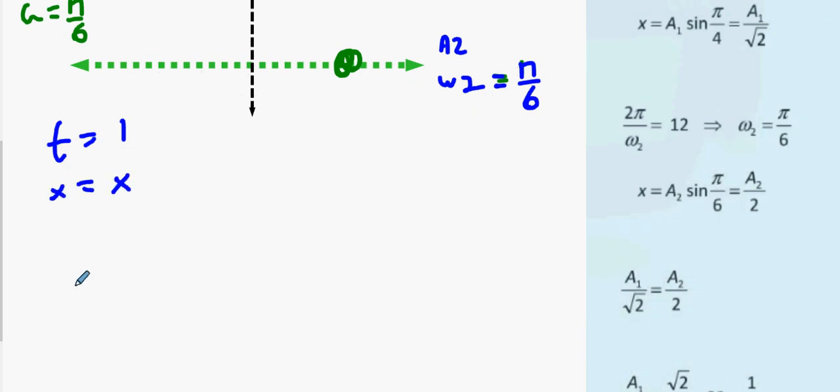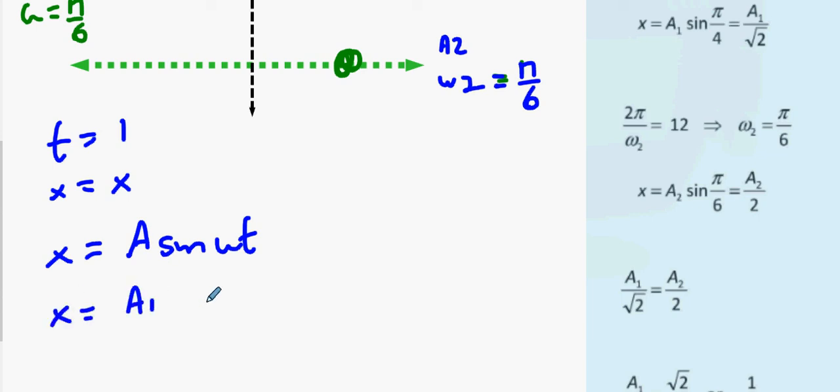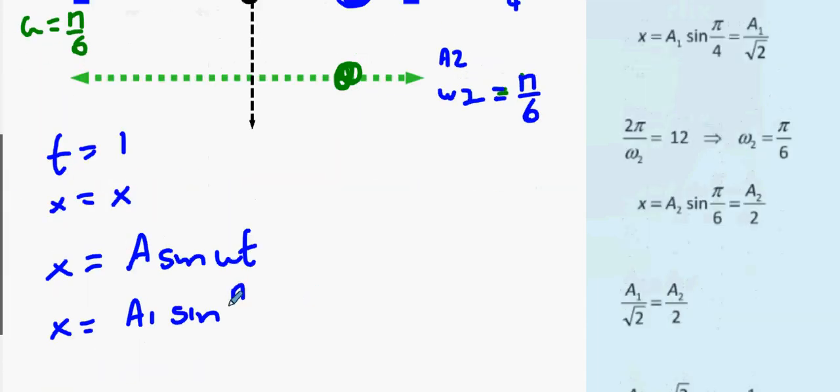It starts from the centre of its motion, doesn't it? So if it starts at equilibrium, what am I using, sine or cosine? Sine or cosine, lads? Sine. Cool. Now, for argument's sake, x equals A1 sine, what did I say for W1 again? Pi over 4 t. And t is 1. And that will equal A2 sine pi over 6, once again times 1. Yeah?